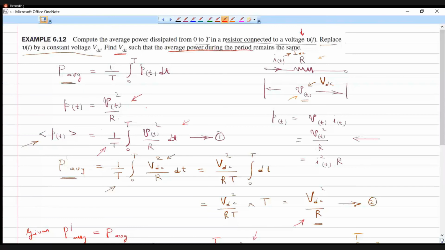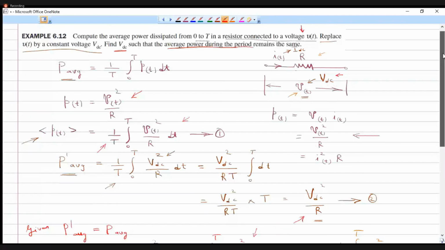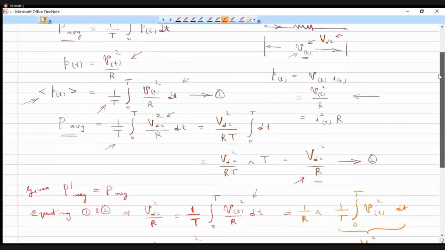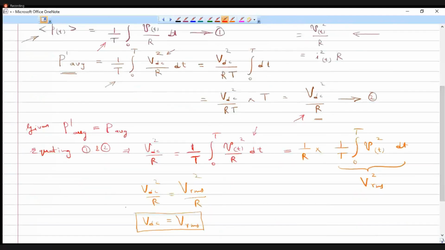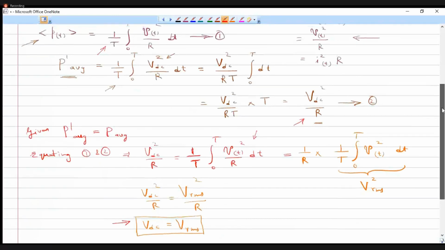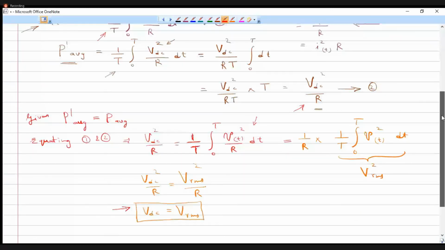Then what we have done is we have replaced this time varying voltage with a DC voltage, given by VDC, such that the total power dissipated in the second case is equal to the power dissipated in the earlier case. And we have seen that the DC voltage that should be applied is equal to the RMS value of the time varying voltage that we had applied earlier. So that thing you have to remember.